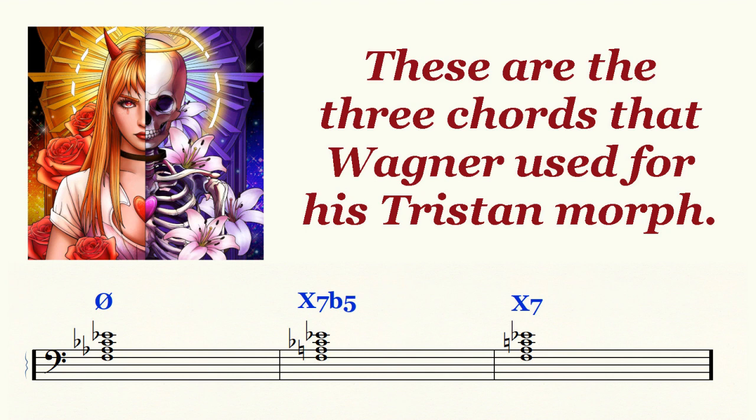It turns out that Wagner used 3 chords, not 2. He started with a half diminished chord, morphed to a dominant 7 chord with flat 5, and then morphed to a regular dominant 7 chord. That was the whole idea. It sounds very interesting, but those 3 chords by themselves are not really something terribly new.